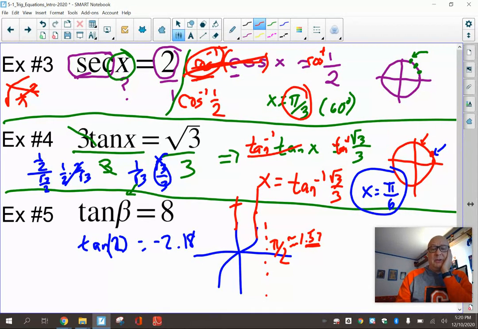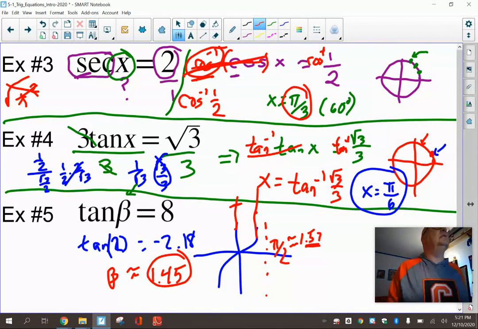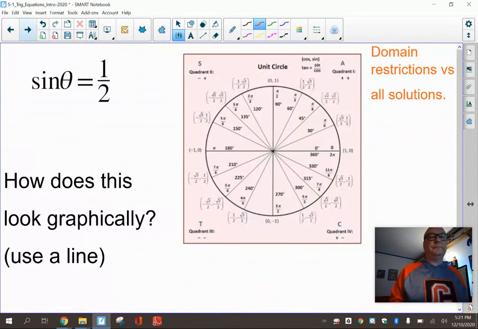So I don't know. Let me try 1.5. Tangent of 1.5, I get 14. So I'm close. So tangent of 1.4, 5.7. So it's between 1.4 and 1.5. Tangent of 1.45, around 8.23. So my beta has a radian value that's roughly close to 1.45, but I'm still not there. I wonder if there was an easier way to do this. To be continued. All right, moving on.